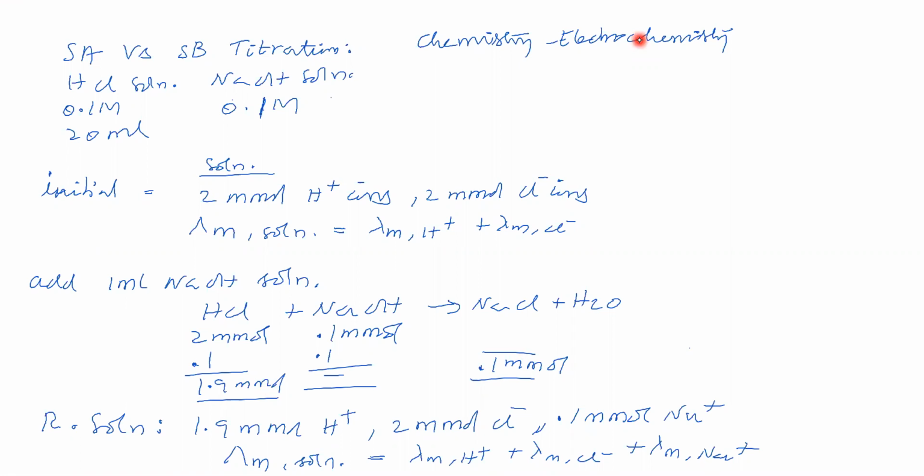Now see, in this solution, Cl minus is 2 millimoles. In this solution, Cl minus is 2 millimoles. Cations here are 1.9 and 0.1, totally 2 millimoles. Here also the cations are 2 millimoles. Now see that here H plus is 2 millimoles, here H plus is 1.9 millimoles. H plus number of millimoles decreases. How much H plus decreases, that much Na plus is produced. Now we will see.